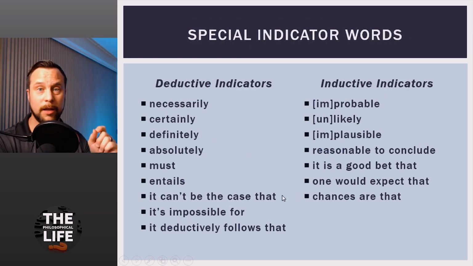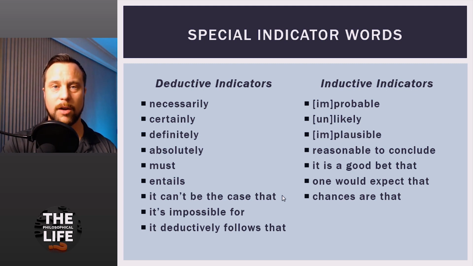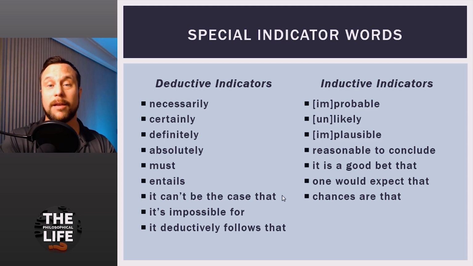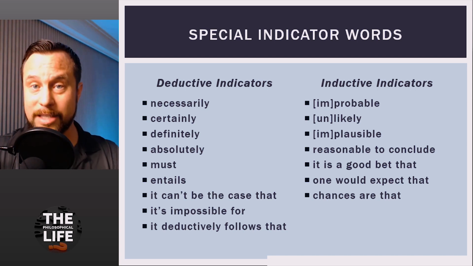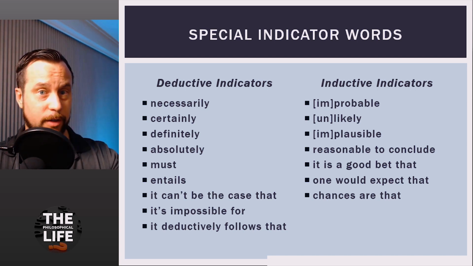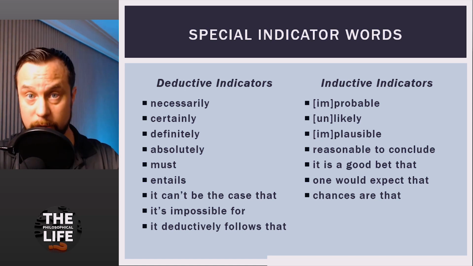Now, let's just quickly go through a few of the indicator words. So necessarily, certainly, definitely, absolutely, must, and entails. Those are common deductive indicators. Inductive indicators often have a probabilistic language, improbable, unlikely, implausible, or they might say things more everyday like reasonable to conclude, or it's a good bet that, or one would expect that, and so on. As I mentioned though, you have to be careful and not just get lazy and rely on only one of those factors in determining whether the argument is inductive or deductive. So let's take an example that illustrates this point.